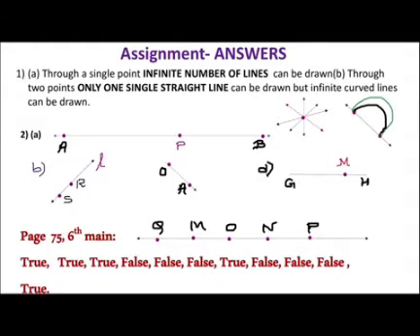Ray OP is same as ray OM. See, OP is moving towards the right. Ray OP starts at O, moves to the right. But ray OM starts at O, moves to your left. So they are not one and the same. They are in fact in opposite directions.